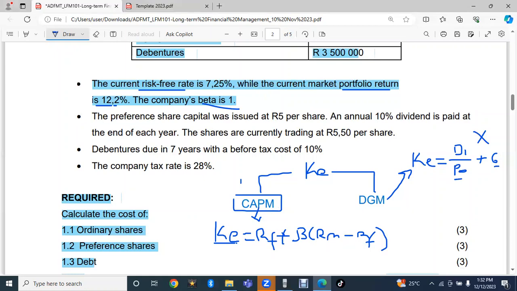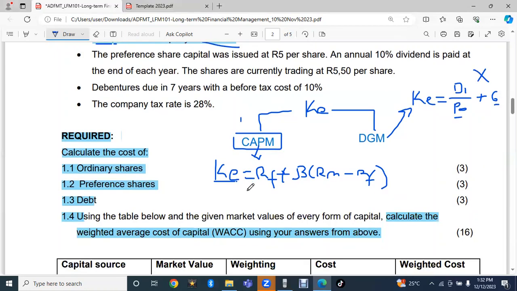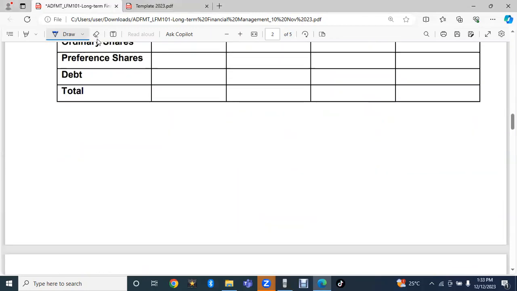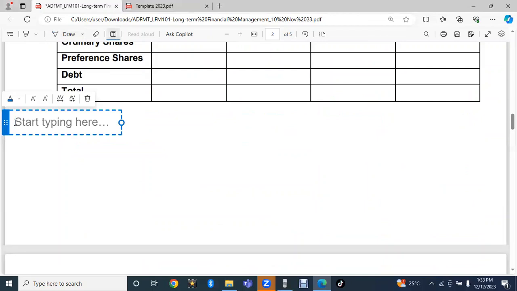Now it's simple, guys. We already know the formula. I want to do my workings here. This is where I will do my workings. We are calculating the cost of equity.